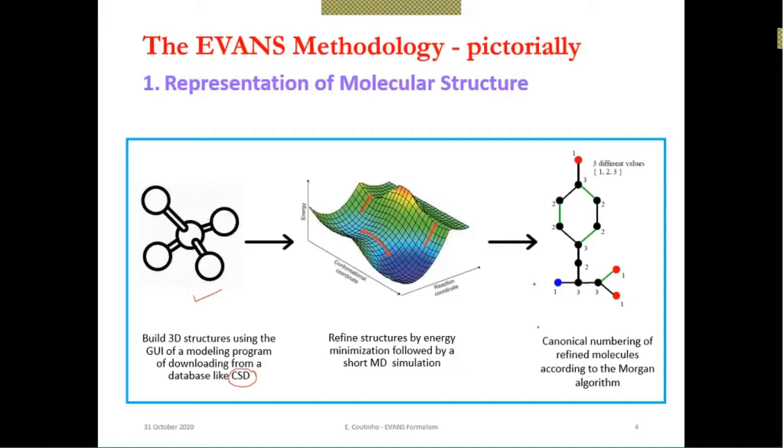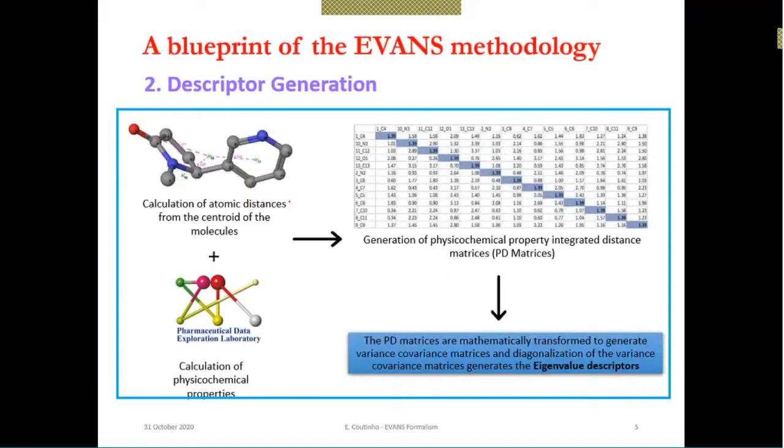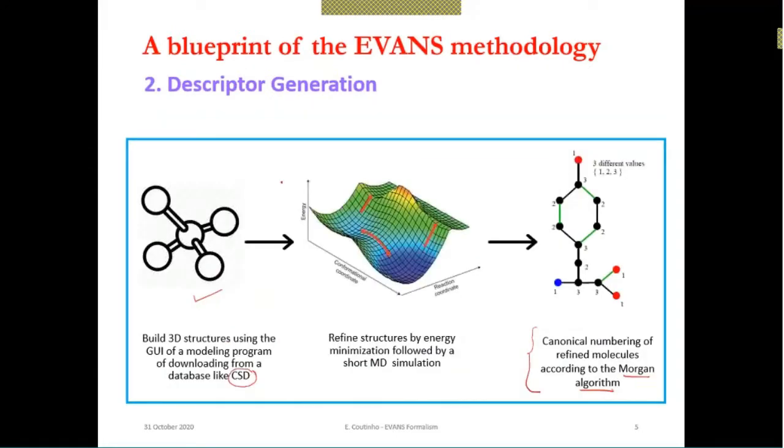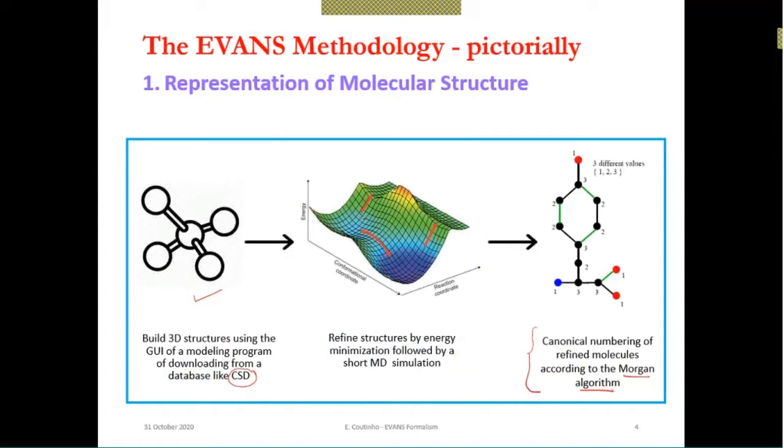So in order to have a consistent system of numbering which is not arbitrary, we use what is called the Morgan algorithm to number all your molecules in a very consistent format. Once we have done this numbering, we calculate interatomic distances. Let me go back and say that each one of these steps I'm going to discuss in a little more detail a little later on.